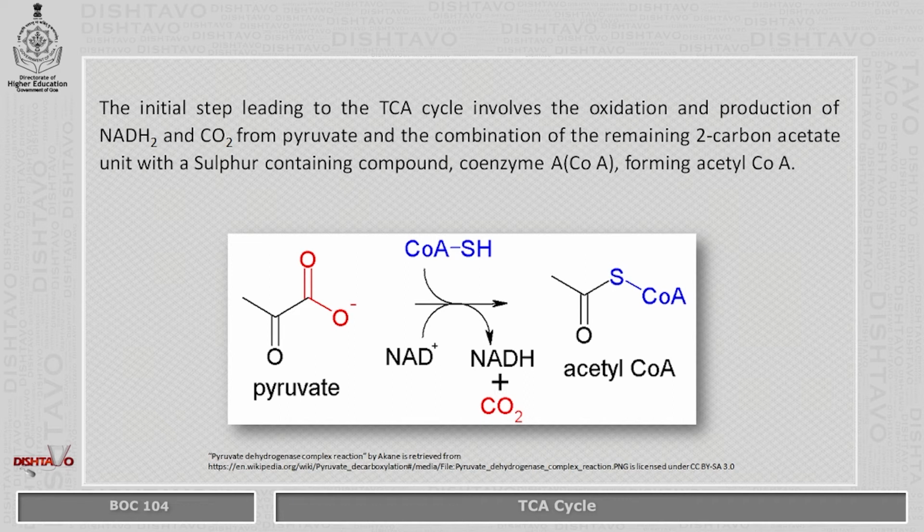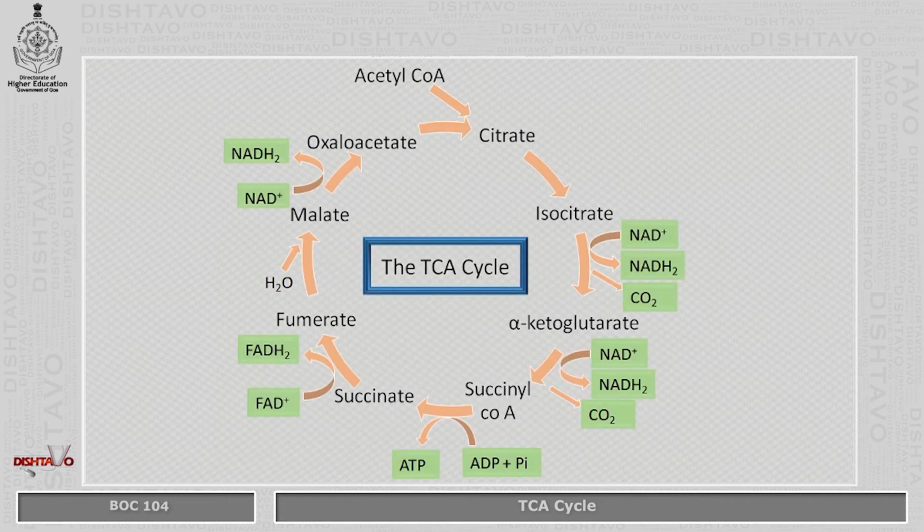pyruvate, and the combination of the remaining 2-carbon acetate unit with a sulfur-containing compound called coenzyme A forms acetyl-CoA. It is this compound, acetyl-CoA, which enters the TCA cycle. This slide shows you the overview of the TCA cycle. In the upcoming slides, we will look at this cycle step by step.